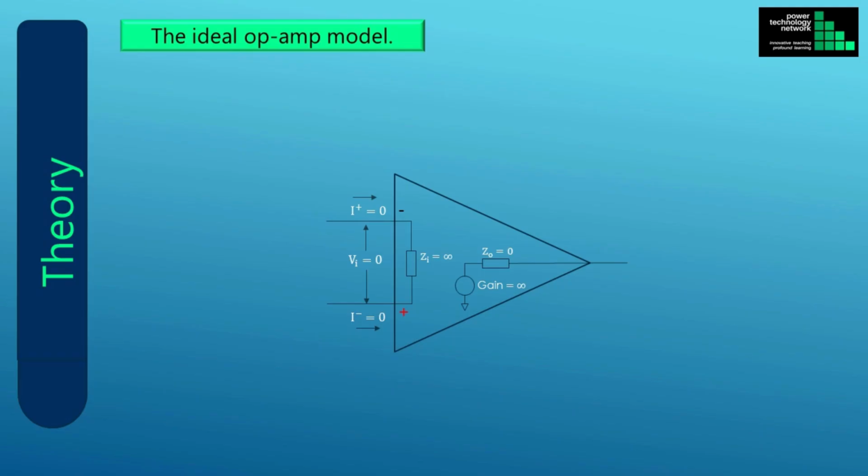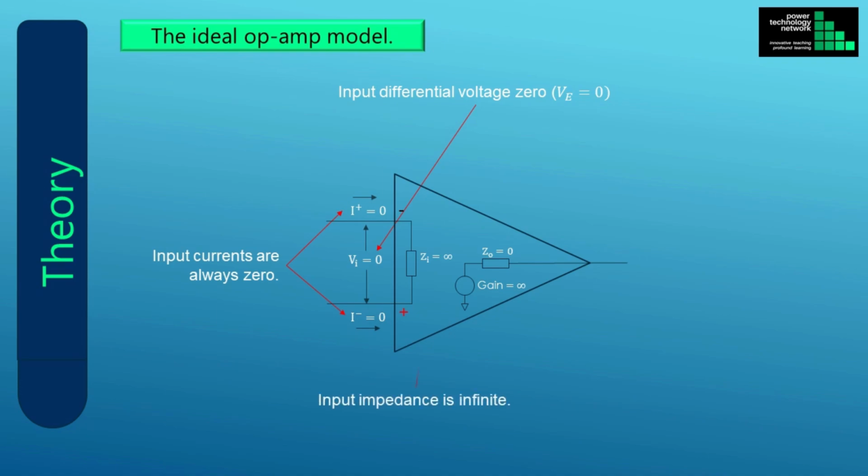The first characteristic of the ideal op-amp is that the input currents are always zero. The next characteristic of the ideal op-amp is that the input differential voltage is zero. The third one of the group of input characteristics is that the input impedance is infinite. This ties up with the first two, which state that the input current and differential voltage are zero.